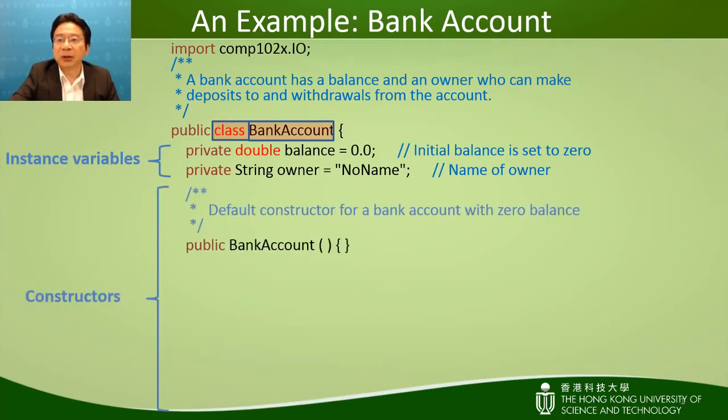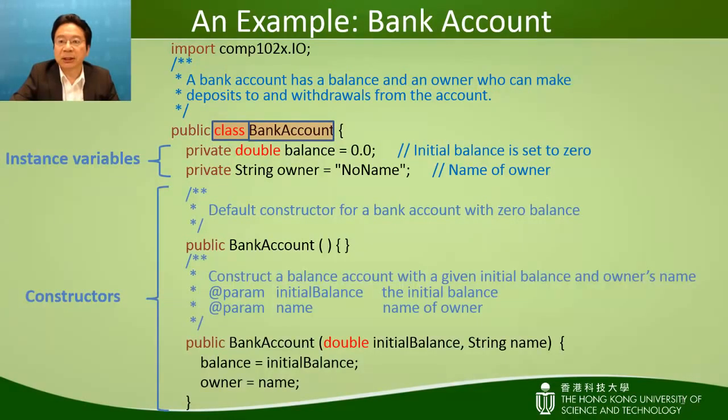Following the instance variable declarations is the declaration of constructors. Two constructors are defined here. Remember that the class name, in this case BankAccount, is used as the name of the constructors. The first one is a default constructor for creating a new bank account object with 0 balance and no name as owner. Notice that it takes no parameter inside a pair of parentheses.